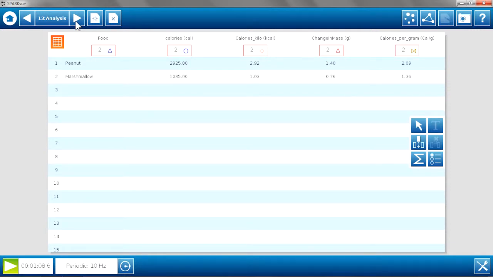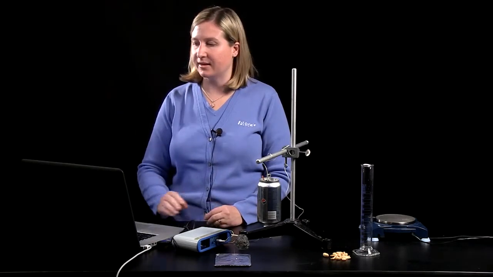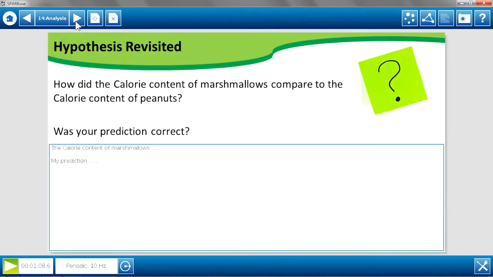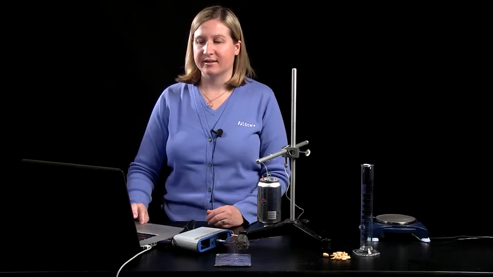So if you look at the last column of the data table, the calories per gram for the peanut was 2.09, and for the marshmallow it's 1.36. So students can see that there's a definite difference between a food that is mostly sugar, like the marshmallow, to a food that has a lot of fat content, like the peanut. So then you would ask students to revisit their hypothesis, the prediction that they made at the beginning for marshmallows compared to peanuts, and explain whether or not their prediction was correct.